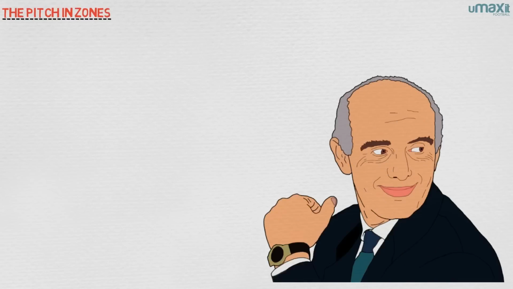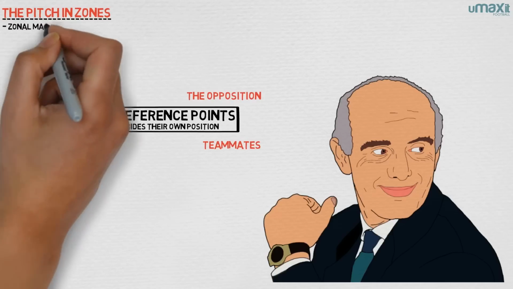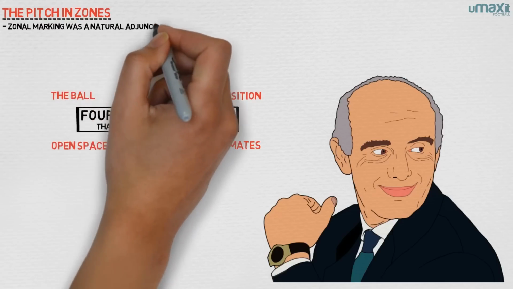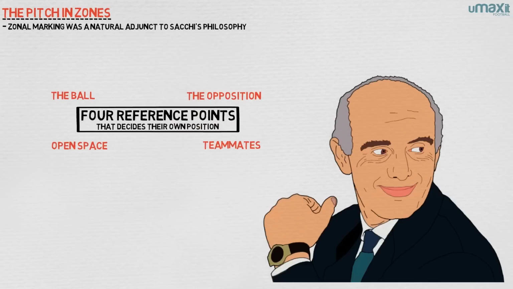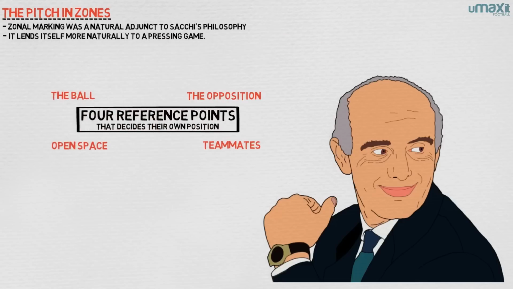Arrigo Sacchi's Milan side were encouraged to think of the ball, the opposition, open space and their teammates as the 4 reference points that would decide their own position. Zonal marking was a natural adjunct to this, and also, as it advanced, it became more useful because of how it lends itself more naturally to a pressing game.